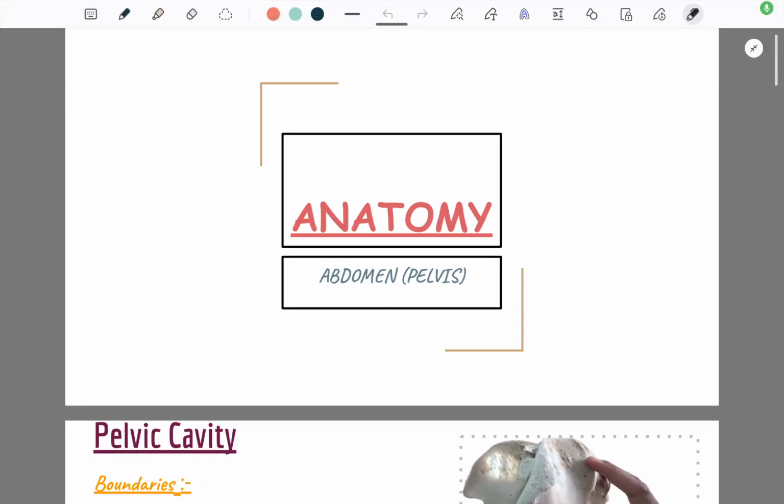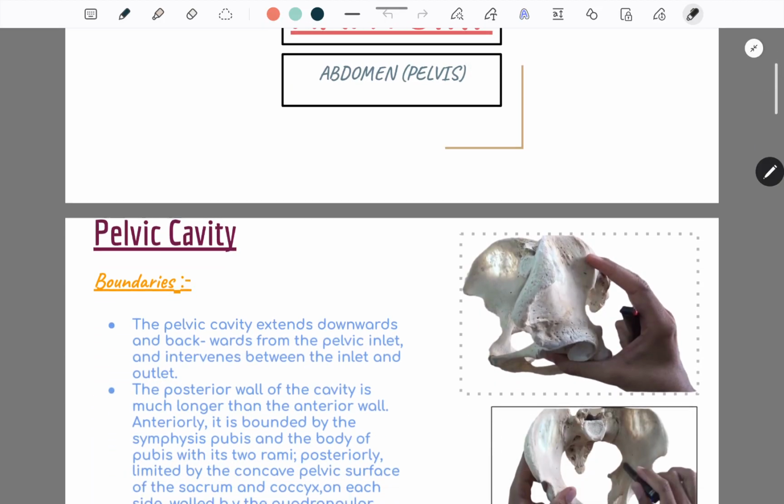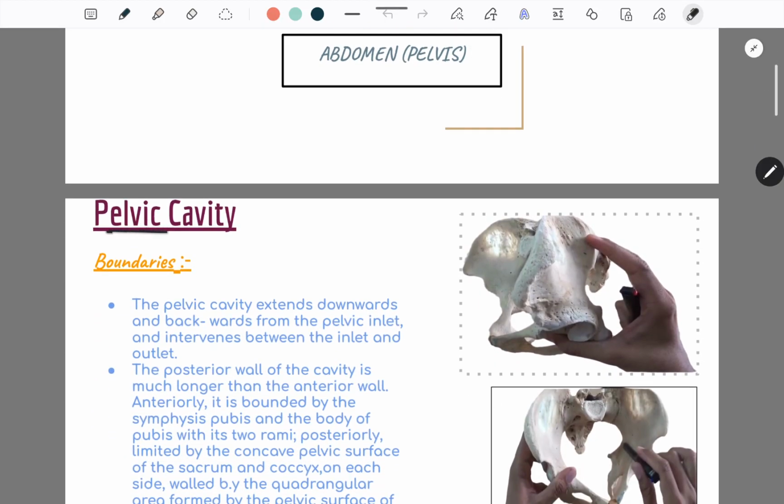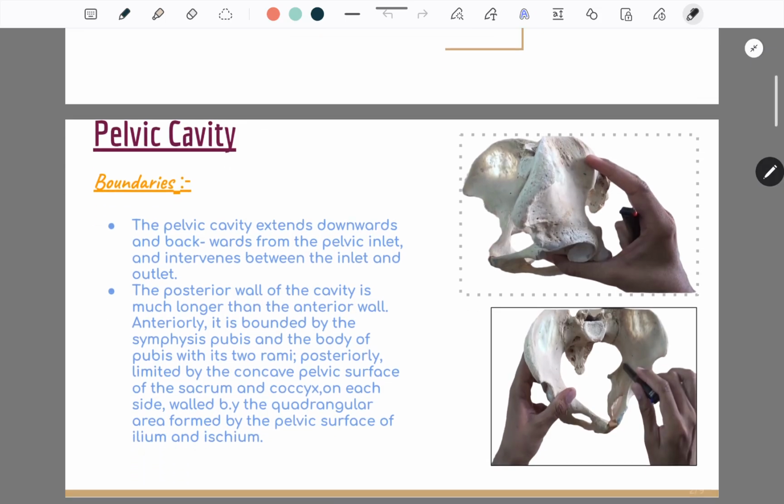Hello guys, today I'm going to explain about the abdomen topic, the pelvis. Pelvic cavity, an important topic. So, boundaries. What are the boundaries of the pelvic cavity?